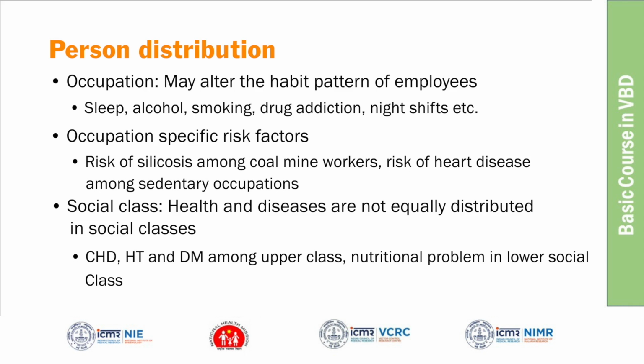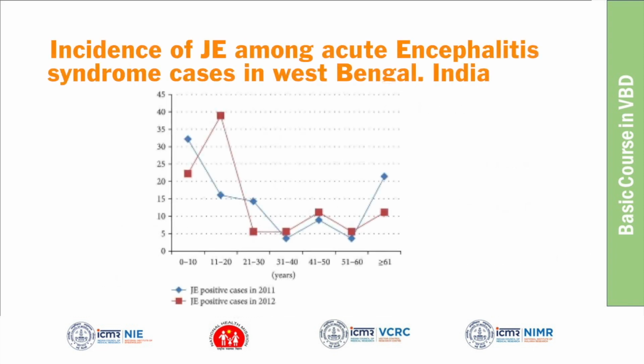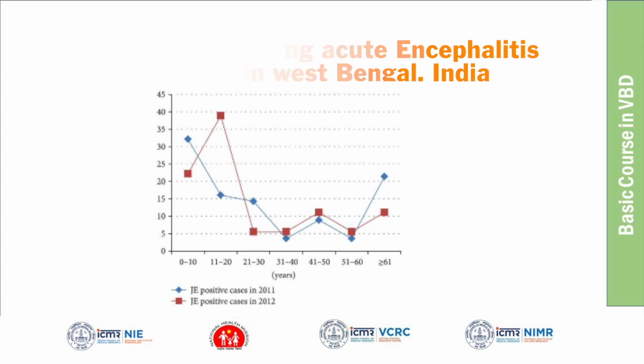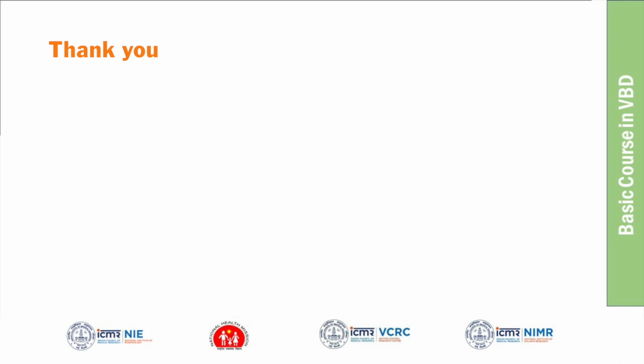Health and disease are not necessarily distributed equally in different social classes. Example, coronary artery disease, hypertension and diabetes mellitus among the upper socio-economic class, and obviously the nutritional problems, malnutrition, in the lower social class. So this is the example given for age. Based on the age, the Japanese encephalitis incidence is shown in this graph. So with this, I conclude this lecture. Thank you so much.